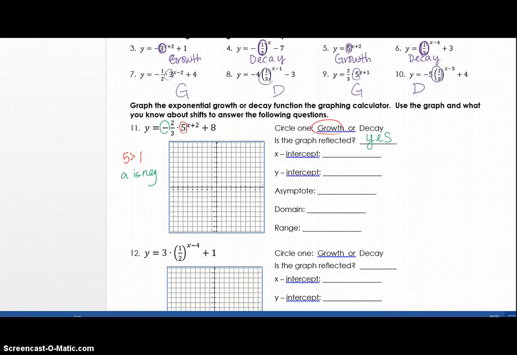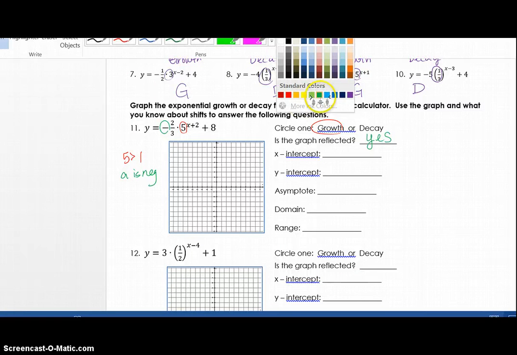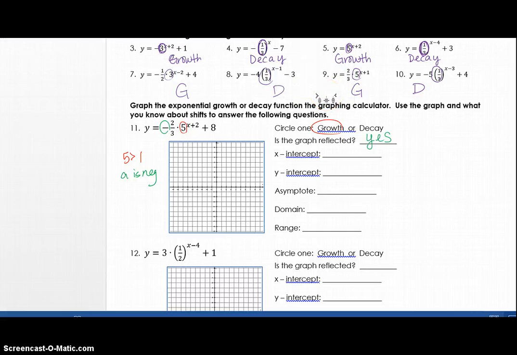And so this 8 is going to shift it up 8. So our asymptote is going up 8. This is going to be at y equals 8, because that shifted it up 8. So we're going to go here at 8 and put our asymptote there.